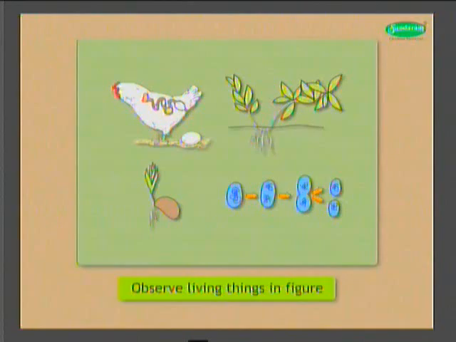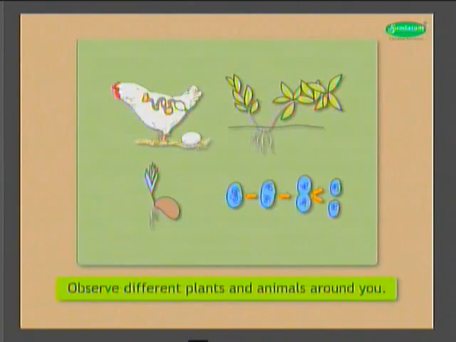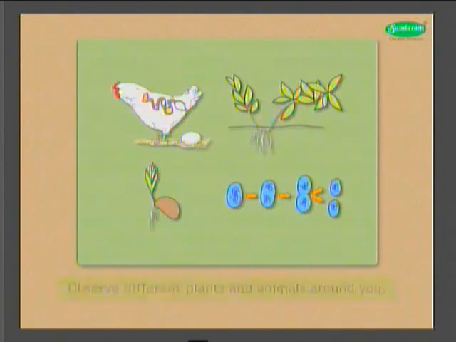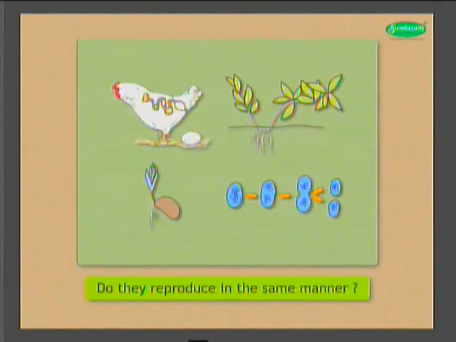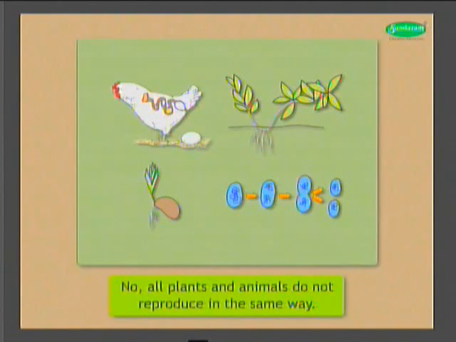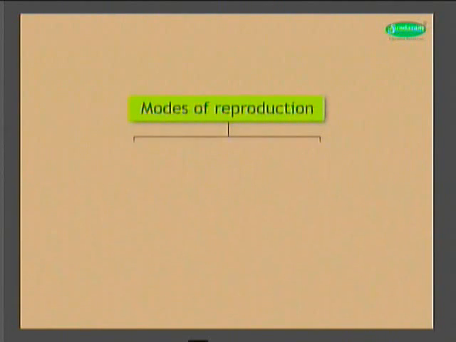Observe living things in the figure. Observe different plants and animals around you. Do they reproduce in the same manner? No. All plants and animals do not reproduce in the same way. What are the modes of reproduction? Two main modes of reproduction are asexual reproduction and sexual reproduction.